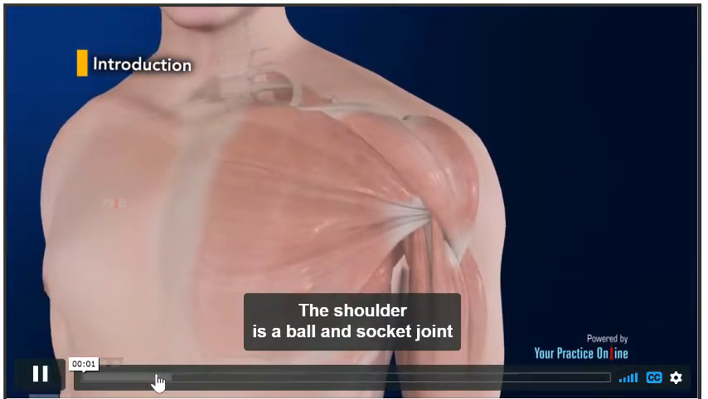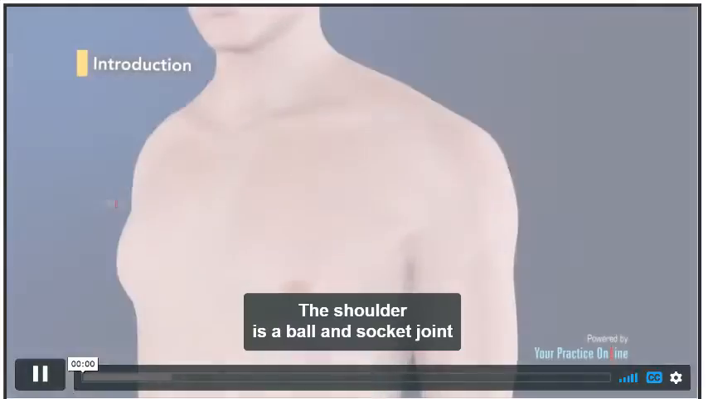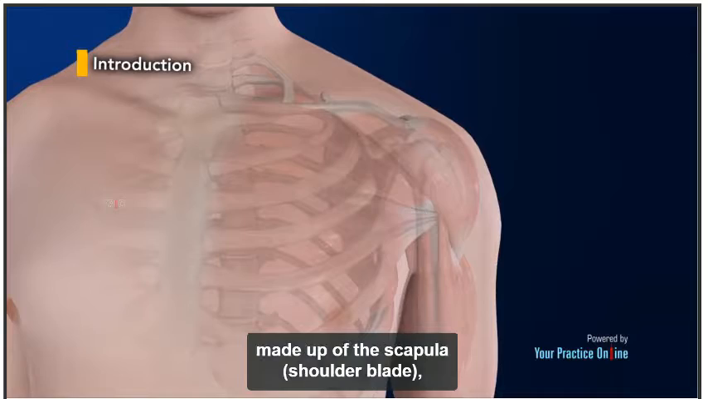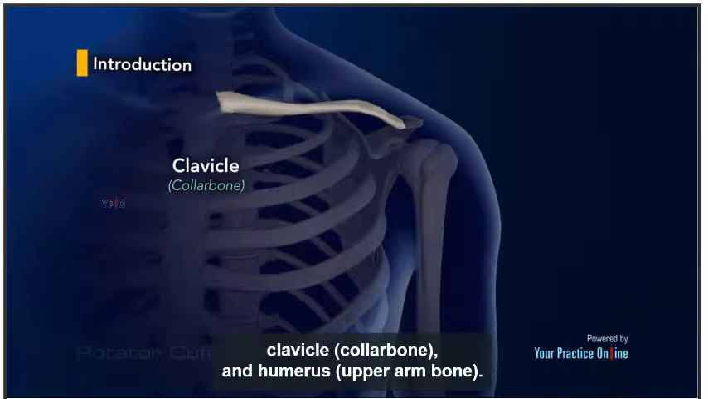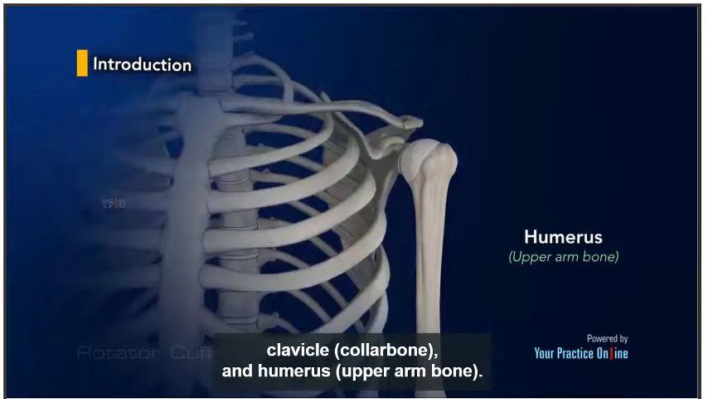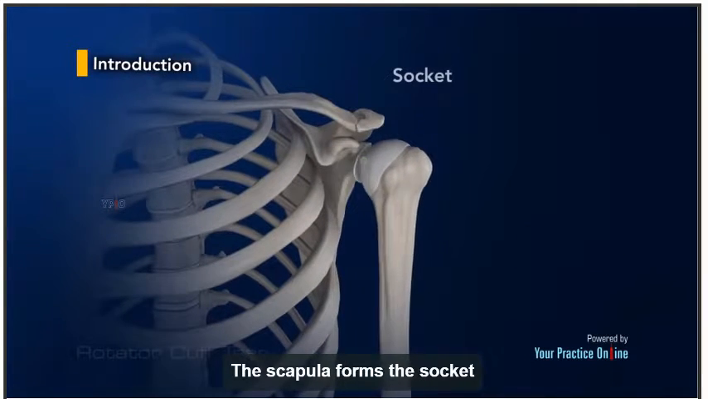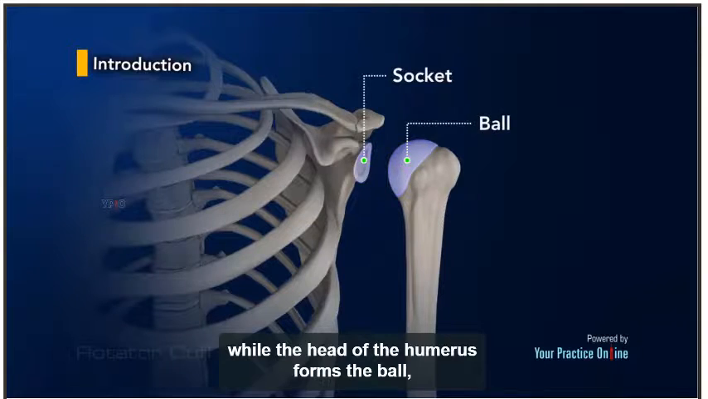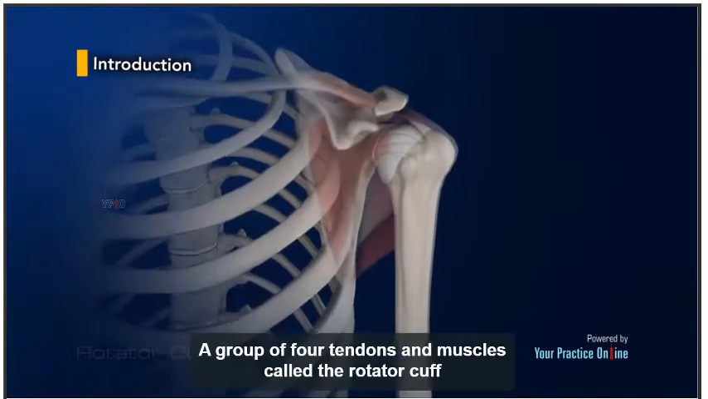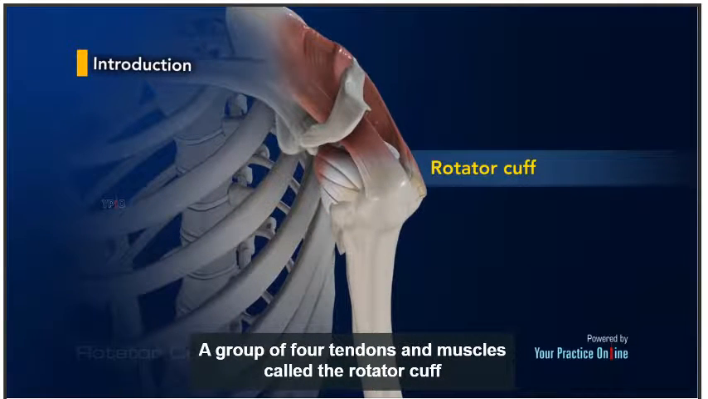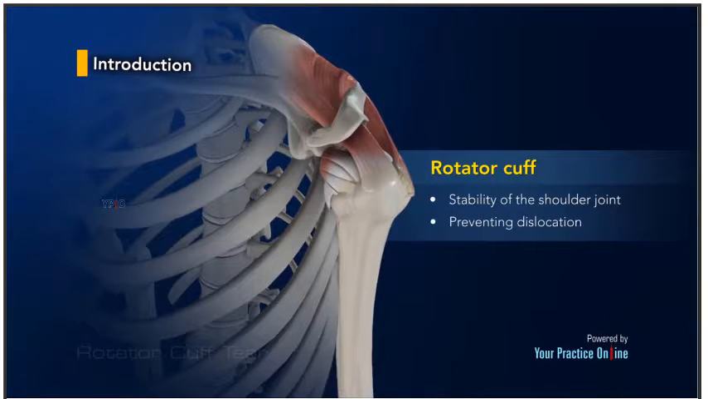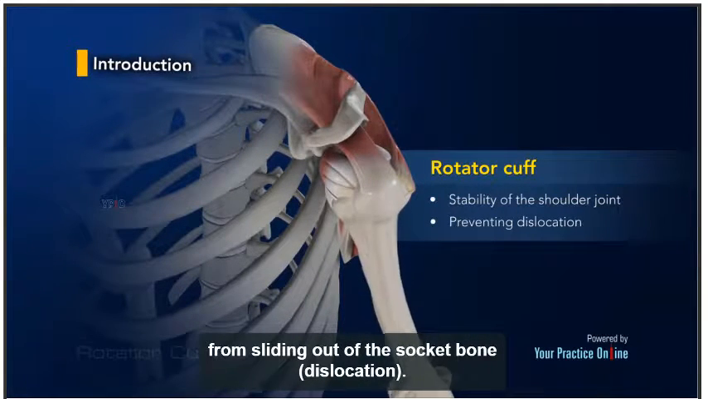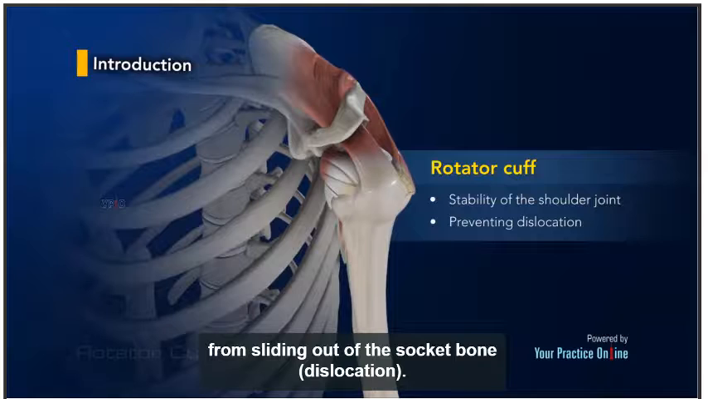The shoulder is a ball and socket joint made up of the scapula (shoulder blade), clavicle (collarbone), and humerus (upper arm bone). The scapula forms the socket while the head of the humerus forms the ball, enabling full range of motion for the arm. A group of 4 tendons and muscles, called the rotator cuff, maintains stability of the shoulder joint, preventing the humerus from sliding out of the socket (bone dislocation).